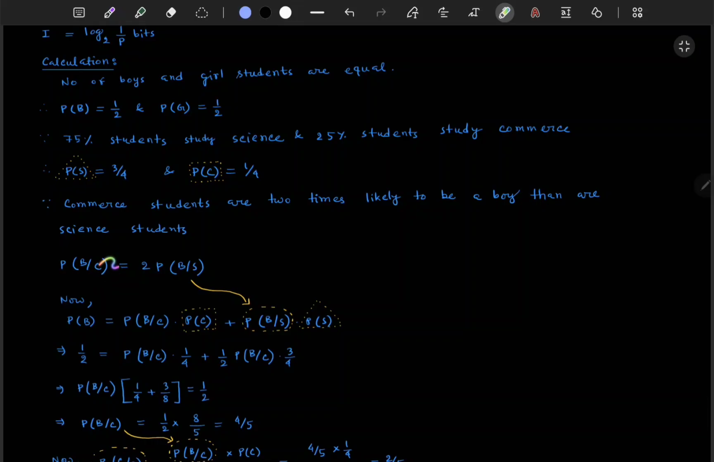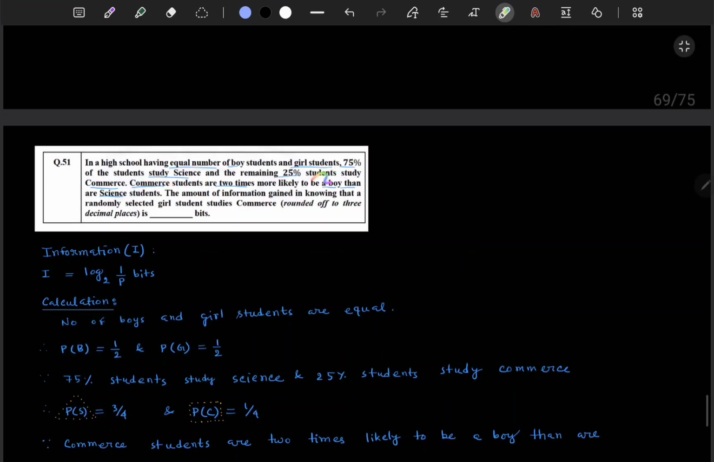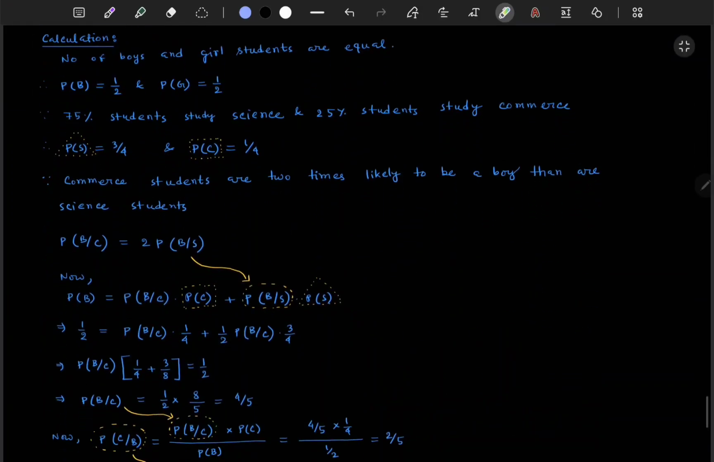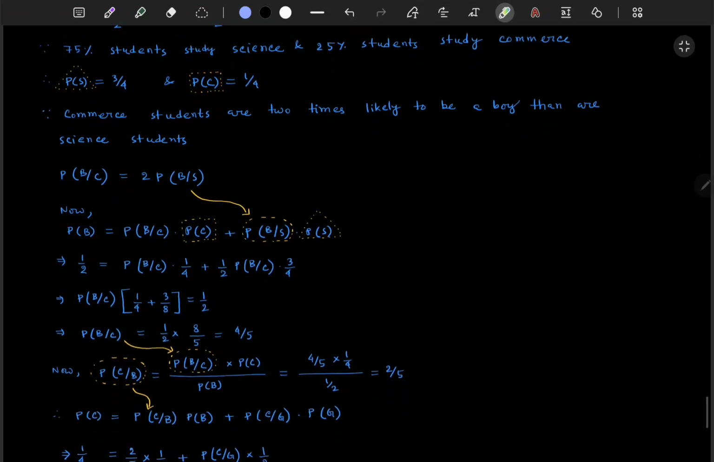Now the probability that a commerce student is selected and he is a boy is 2 times the probability that a science student is selected and he is a boy. It is also given in the question. Commerce students are 2 times more likely to be a boy than science students. We are just writing what is mentioned in the question. Now the probability of being a boy is the probability of commerce student and he is a boy, into the probability of being a commerce student, plus the probability of science student and he is a boy, into the probability of science student.